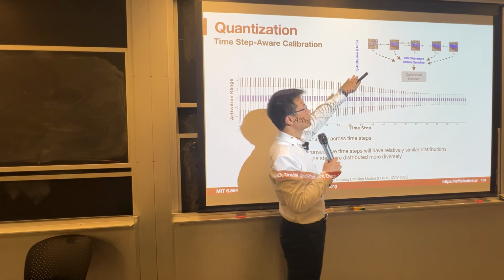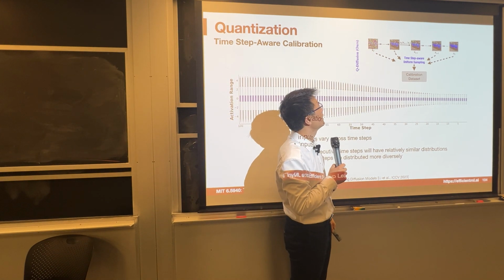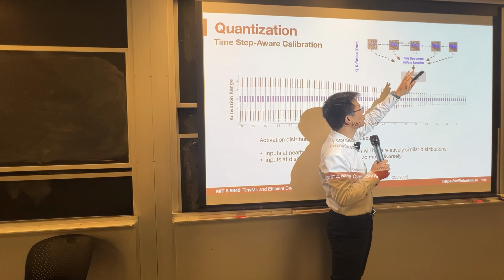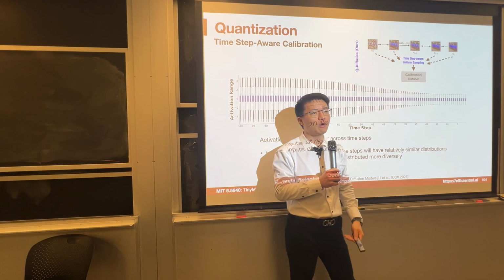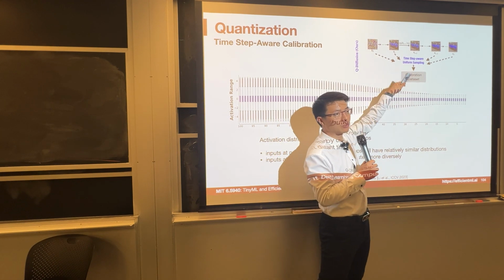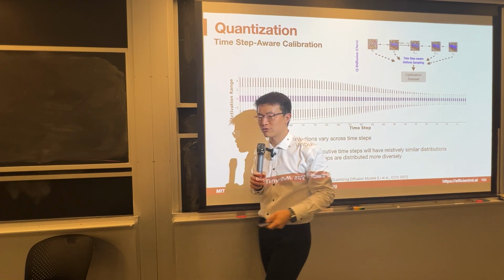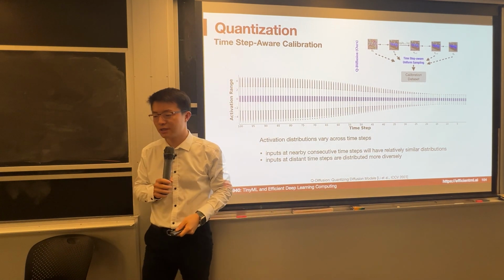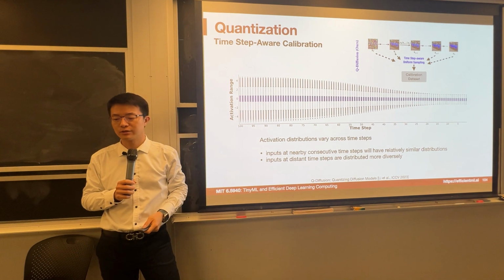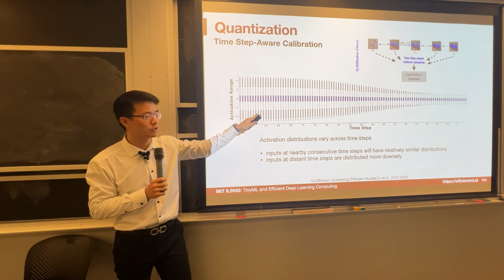So the idea from this paper called Q-Diffusion is that you have to use this time-step-aware quantization approach. At different time steps, you have a different calibration set. You have different scaling factors to model the different distributions.